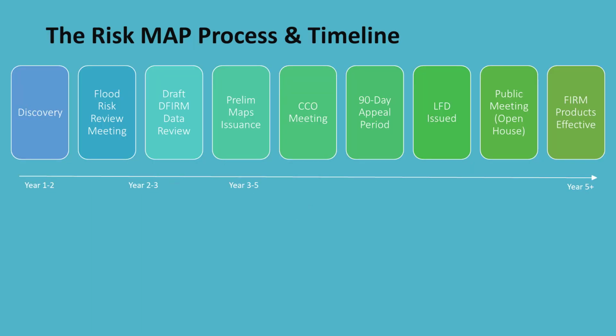Currently, Risk Map projects are underway across most of New Hampshire. As shown, here are the basic steps and timeline for a Risk Map project, beginning with the discovery phase and ending with the effective products for your community. In total, a Risk Map project can take up to or more than 5 years. Let's dive deeper into each step of this process.